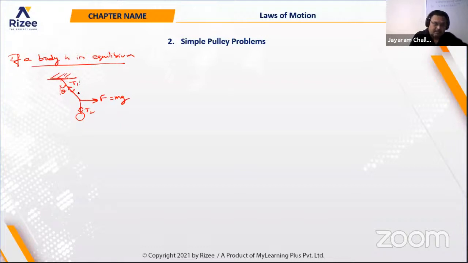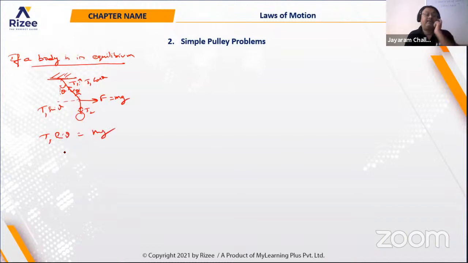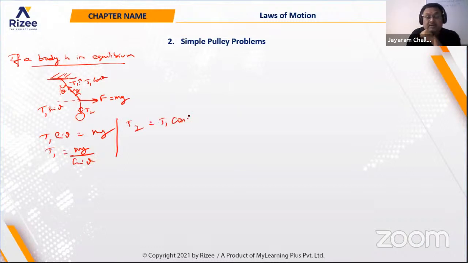The component of the tension acting in the upward direction is T1 cos theta, and this is also theta, and in this direction it will be T1 sine theta. You can equate T1 sine theta equal to mg. From this you can get T1 equal to mg by sine theta, and from the same diagram, the downward force T2 is equal to the upward force T1 cos theta. So T2 is equal to T1 cos theta, which on replacing gives mg cos theta by sine theta, that is equal to mg tan theta.